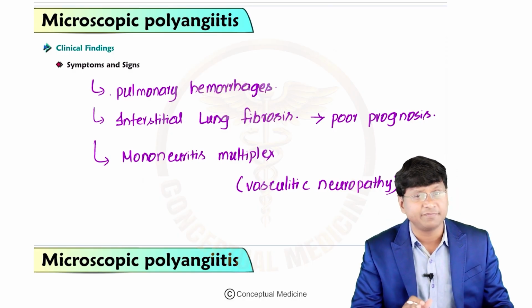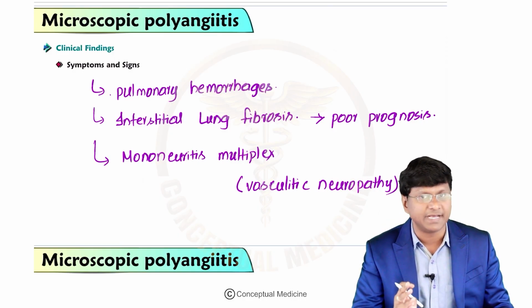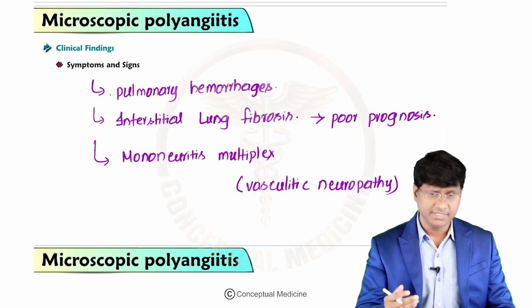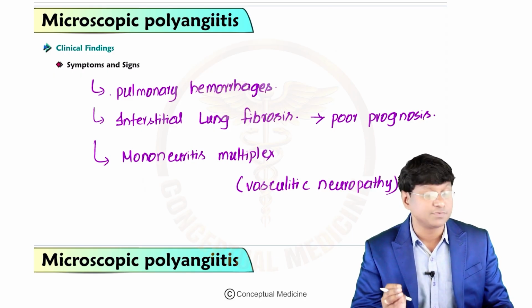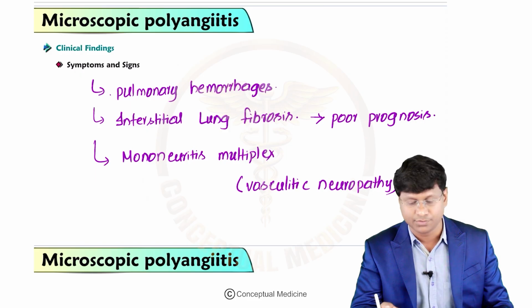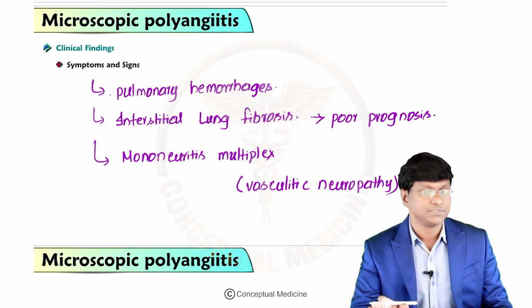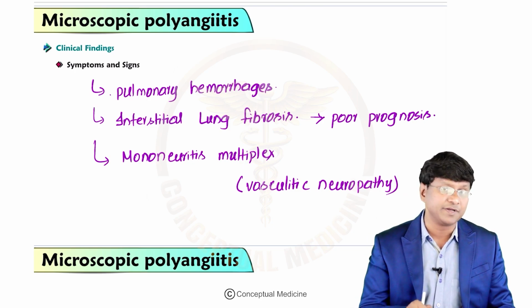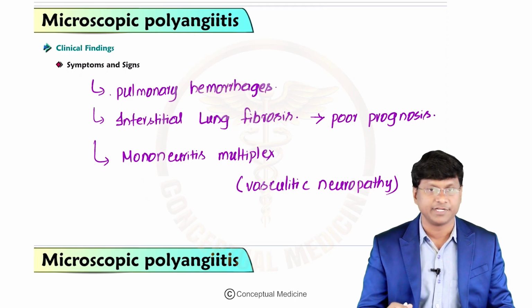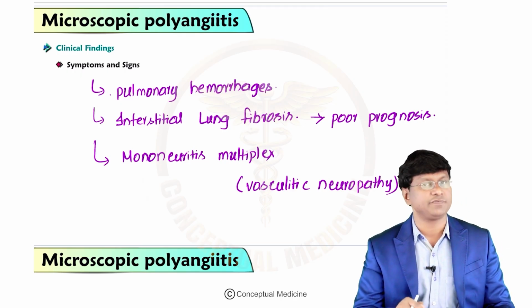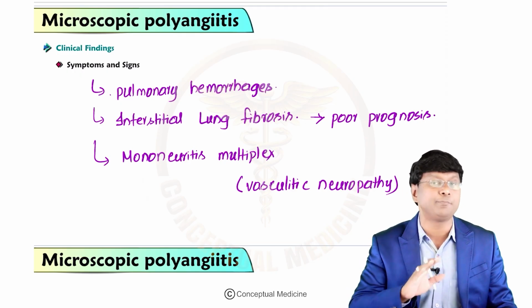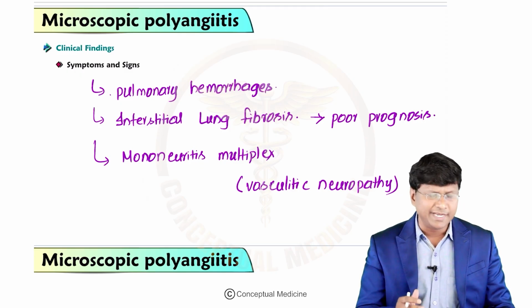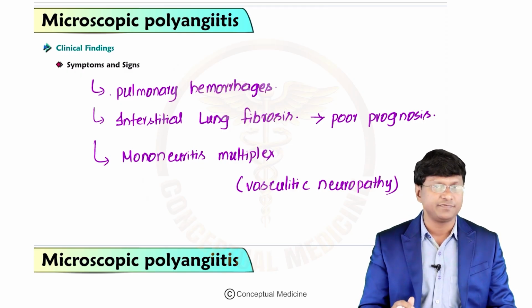But actually the skin manifestations will be in the form of palpable purpura. Other features of cutaneous vasculitis include ulcers, splinter hemorrhages, and vesiculobullous lesions. As part of the pulmonary renal syndrome, they can have pulmonary hemorrhages. If they develop interstitial lung fibrosis, that conveys a poor prognosis. And mononeuritis multiplex is another important finding.